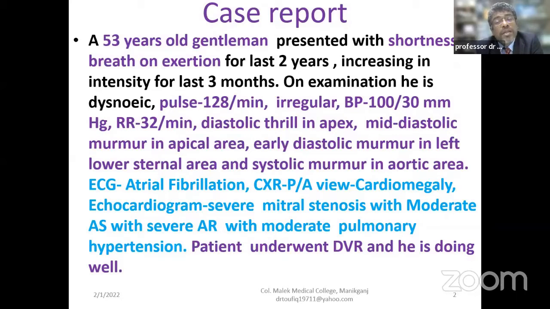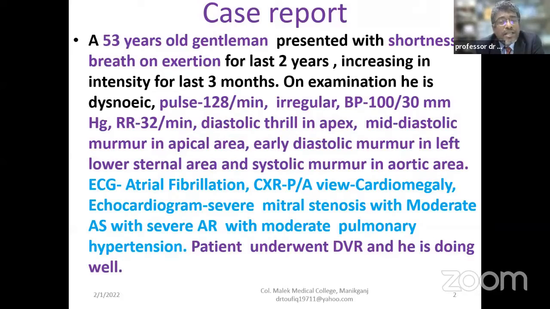In case of aortic regurgitation, usually the patient has an early diastolic murmur. That is an early diastolic murmur in the left lower sternal area, and this is the commonest site where we can find the aortic regurgitation murmur, in the left lower sternal area, and the type is early diastolic murmur.